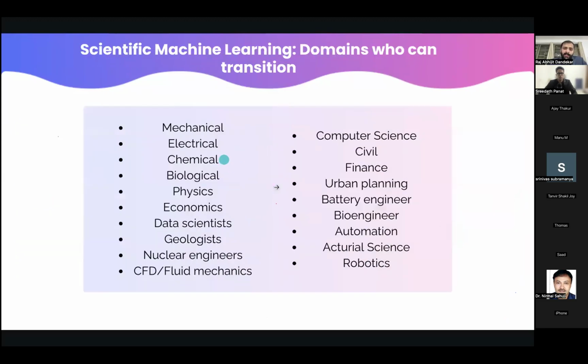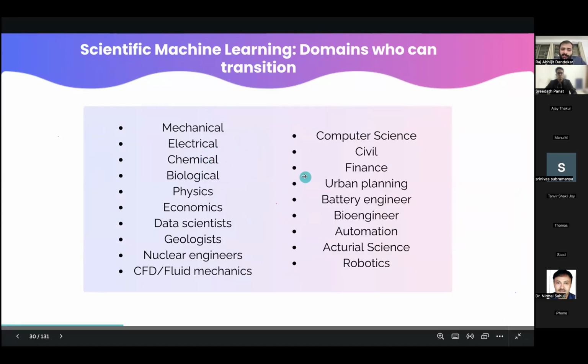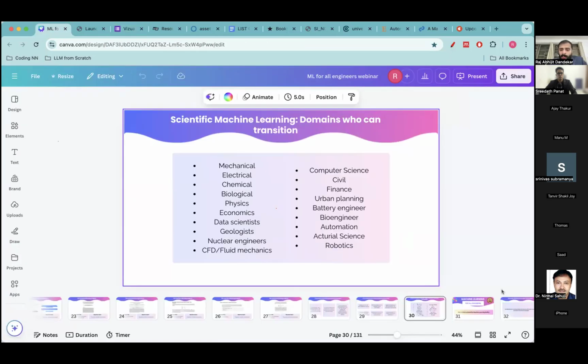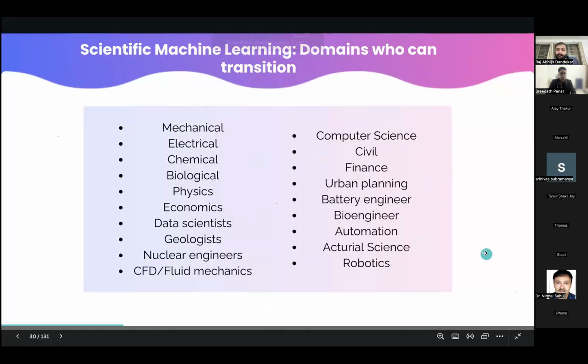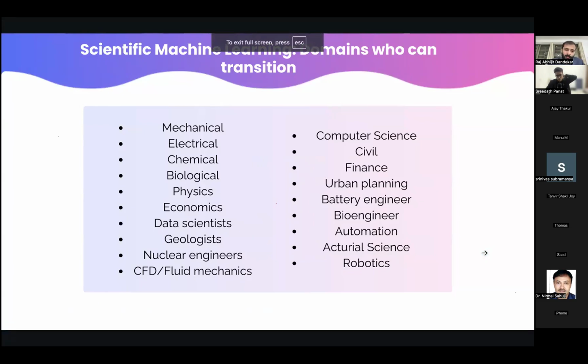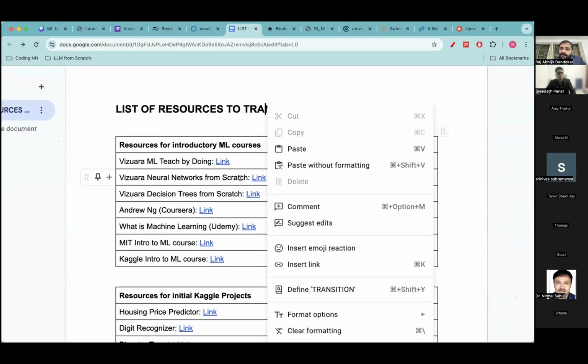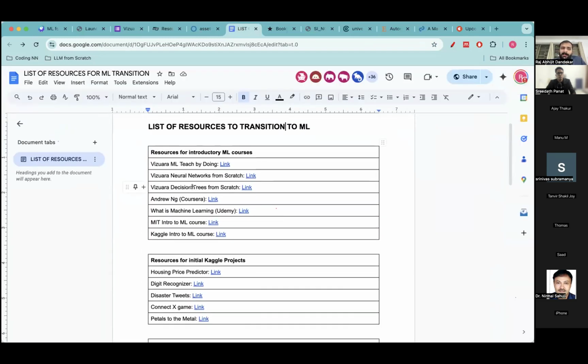So no matter which domain you belong to, mechanical, CS, electrical, civil, chemical, biological, all of these domains on the screen, plus all of the domains which you all have filled here, no matter which domain you belong to, we can formulate a scientific machine learning research problem around it or any scientific machine learning project for that matter. And that can be converted into a highly impactful project or publication which can be added to your profile. So one major takeaway which I want to share with all of you after this webinar is that you can start with the resources mentioned in this list. Get started with resources mentioned in this list, but don't stop here.